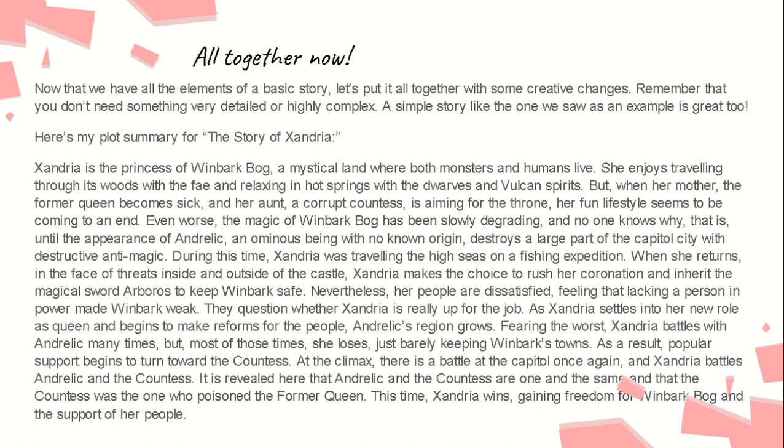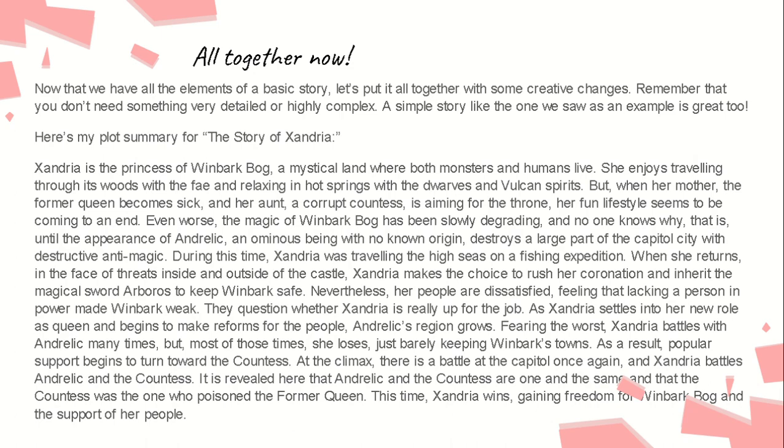During this time, Zandria was traveling the high seas on a fishing expedition. When she returns, in the face of threats inside and outside of the castle, Zandria makes the choice to rush her coronation and inherit the magical sword, Ouroboros, to keep Windbark safe. Nevertheless, her people are dissatisfied, feeling that lacking a person in power made Windbark weak. They question whether Zandria is really up for the job.